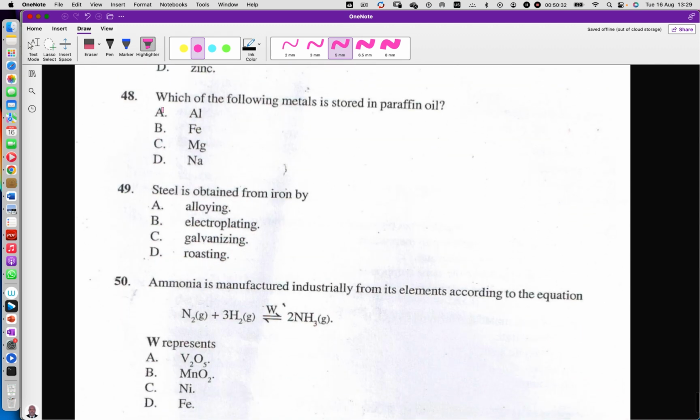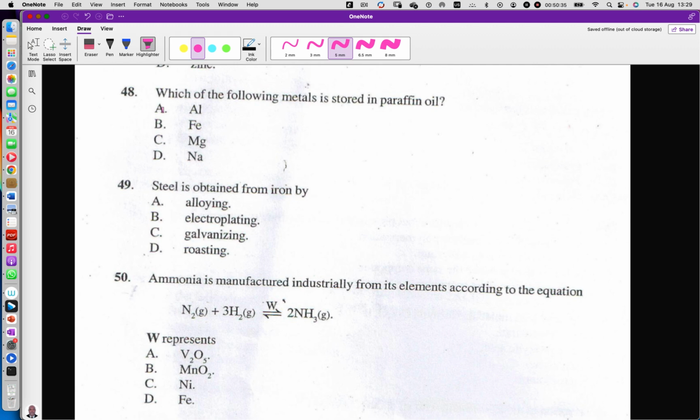Okay, 48. Which of the following metals is stored in paraffin oil? The metals usually stored under paraffin are group 1 metals because they are highly reactive. They react vigorously with air and water. So to reduce their reactivity with air, they are stored under paraffin oil. The group 1 metal here is sodium. So that is the right answer for 48.